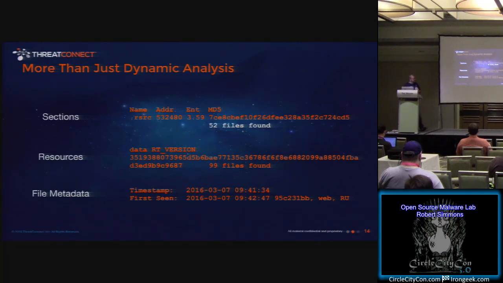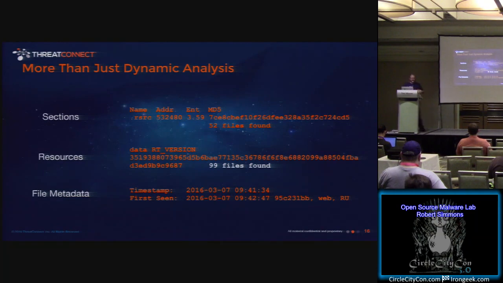Again, PE resources. So this is another one, an RT_VERSION. I know malware authors will just make stuff up. I mean, there's probably a legitimate reason to have an RT_VERSION resource, but malware authors don't usually follow spec. But at least I can see that taking the SHA-256 of this particular resource, I can then look again in a malware repository and I find 99 other files that use this particular resource.